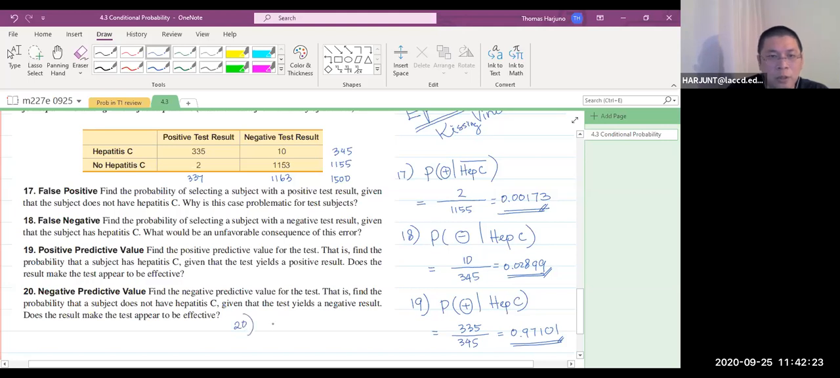Number 20, probability of testing negative knowing that person doesn't have hepatitis C.